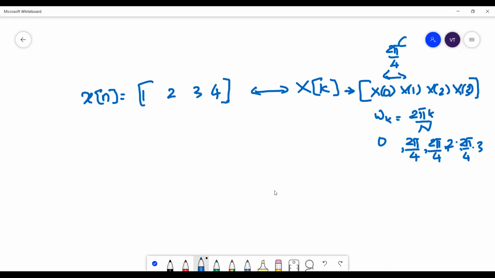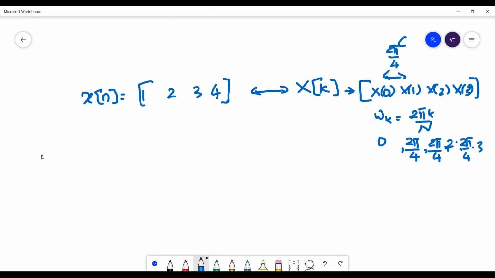Is it understood? Is it clear? If you have any doubt, you have to ask. Arjun, I'm asking you. Arjun, is this clear? Yes, sir, it's clear. 2 pi by 4. So the samples are spaced apart by 2 pi by 4.